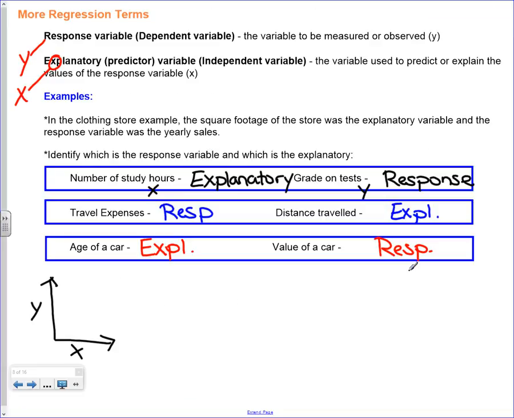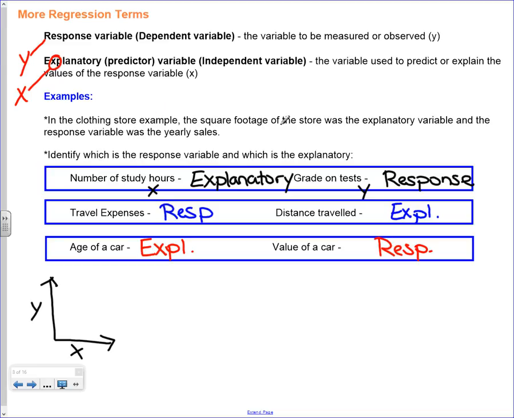All right, so how do we choose the x and the y? The response variable is going to be our y, okay? That is the variable to be measured or observed. The explanatory variable is the variable used to predict or explain the values of the response variable. So the explanatory variable explains the response variable. And notice that the explanatory variable has an x in it, right? Explanatory has x in it. So that's kind of how I tell my students to remember. The explanatory is the x, then the response is the y.